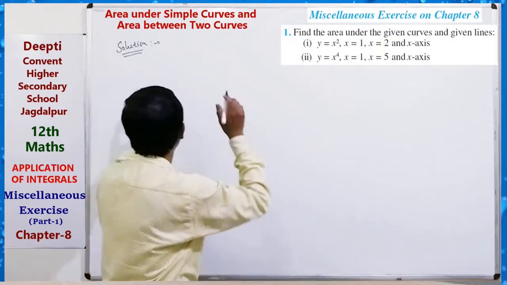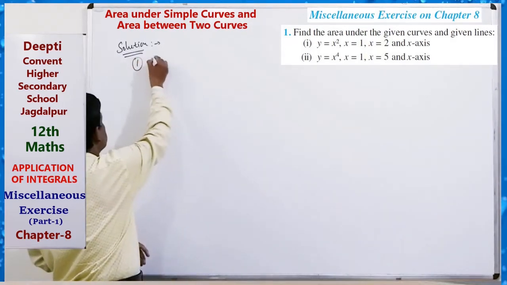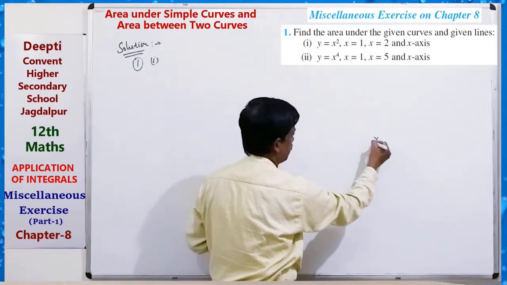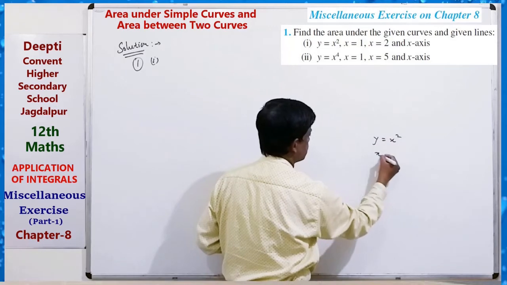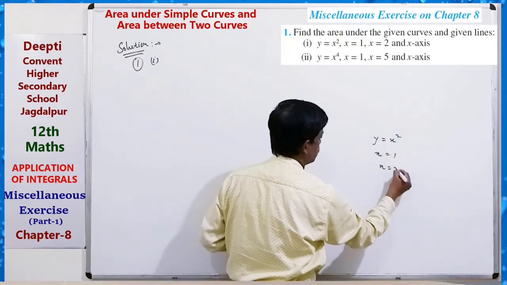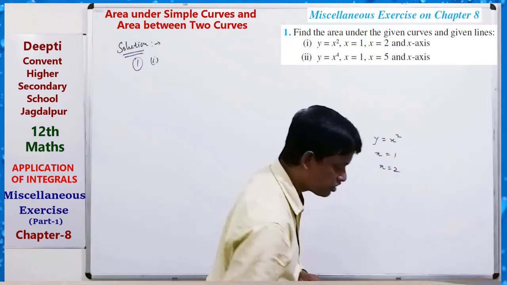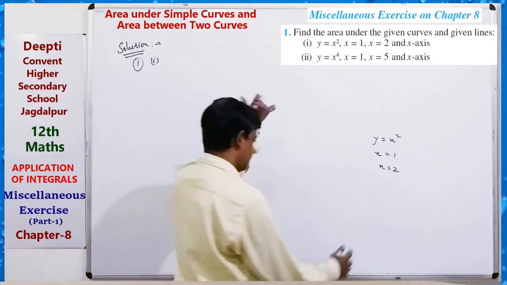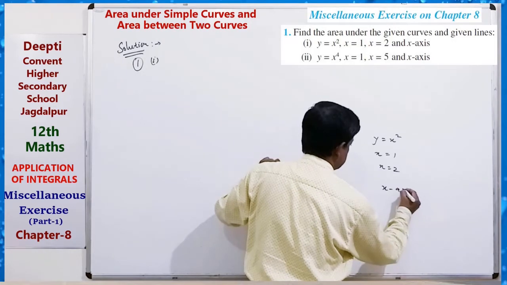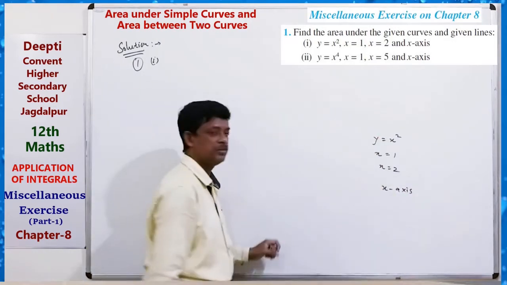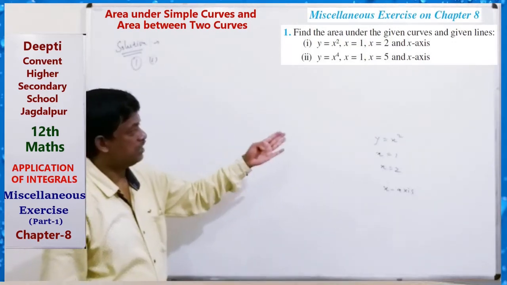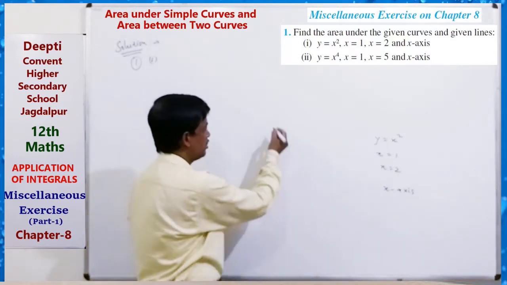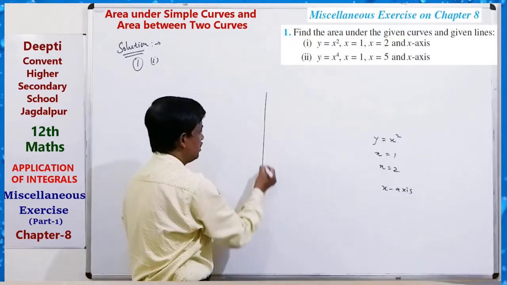So this discussion will be there in each question. Okay, first, solution 1. y equals x square, and x equals 1 and x equals 2. These are the boundaries: x equal to 1, x equal to 2, y equal to x square, and the x axis also. These are the 4 lines. We know that for finding area by using integration we require the boundary, so you can draw this diagram. Very simple.